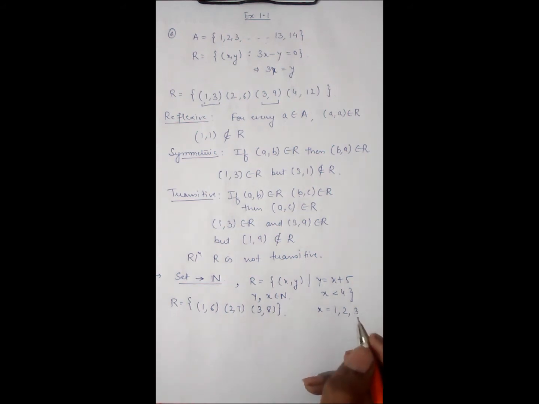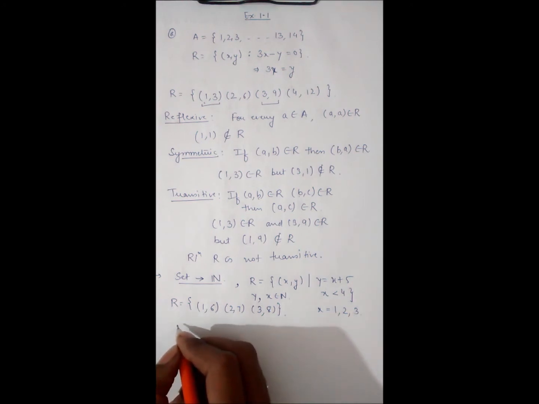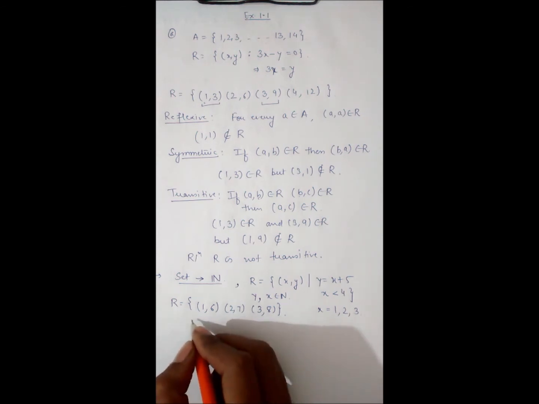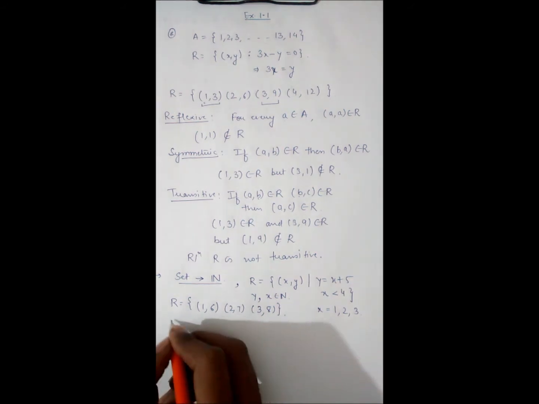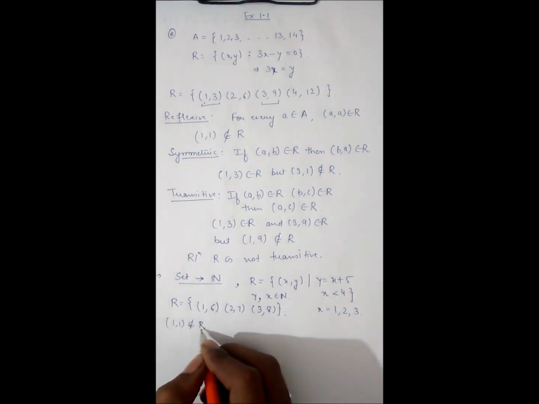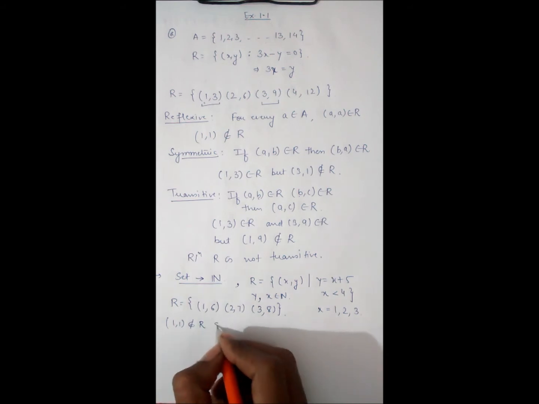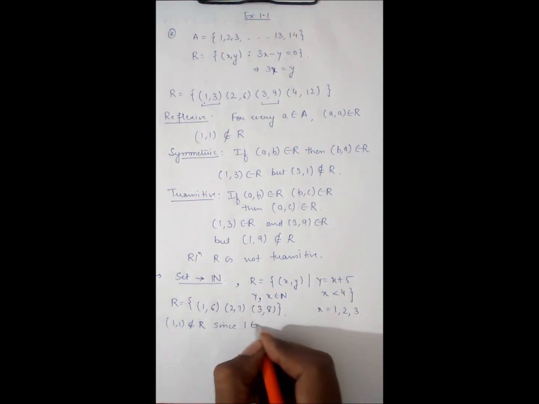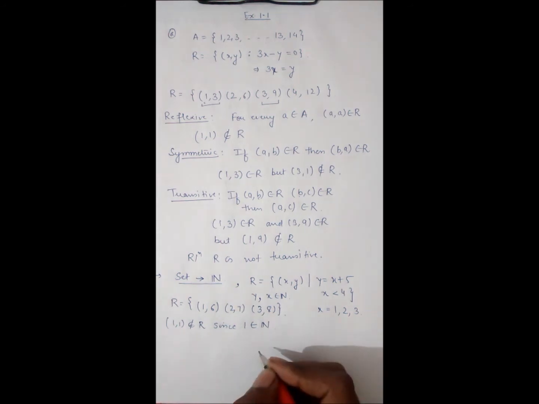Okay, if we add on to this question, we can see that R is not reflexive, because 1,1, 2,2, 3,3: nothing is there. So R is not reflexive. Just one reason is sufficient. 1,1 does not belong to R, since 1 is an element of the set. So 1,1 should belong to R in order to make it reflexive, but 1,1 does not belong to R. Thus, this is not reflexive.